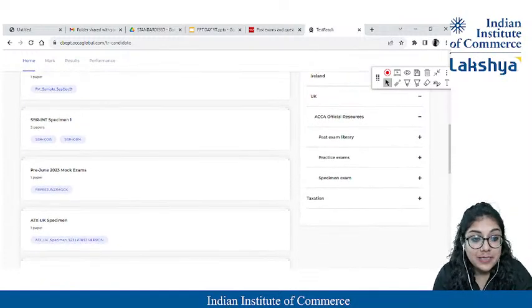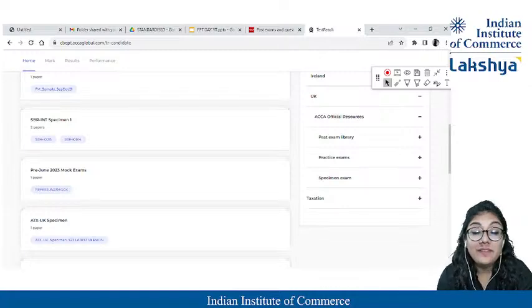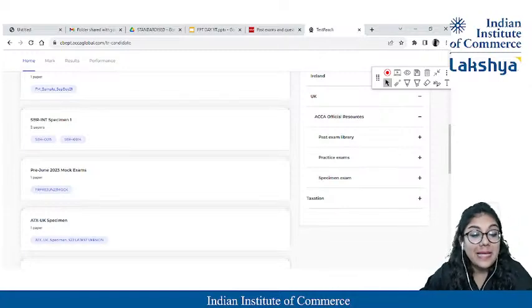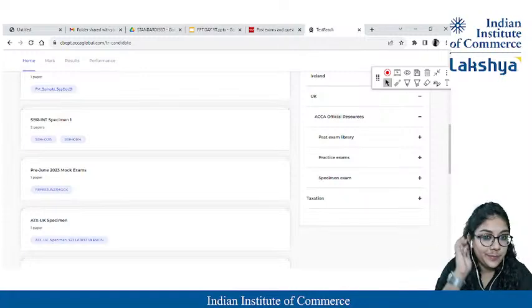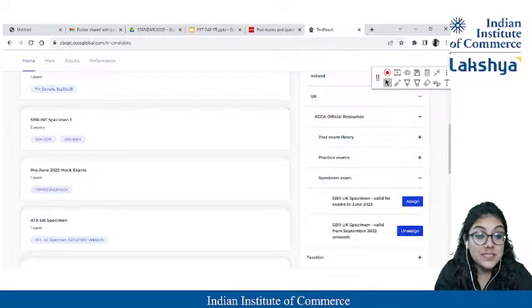In that, if you check out, we are getting the past exam library, where we can get the past papers. We also have practice exams, and then the specimen paper. I told you we are going to cover some two papers also, so that is also to be covered, and one consolidated question was tested in the specimen.